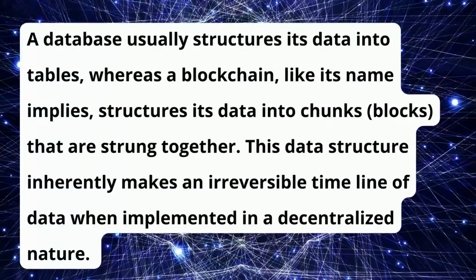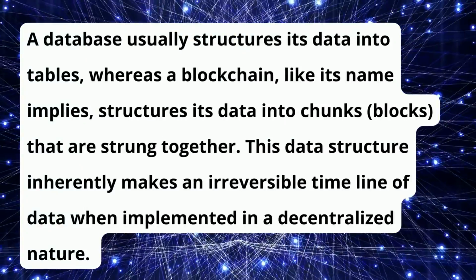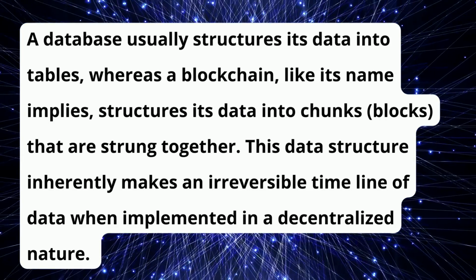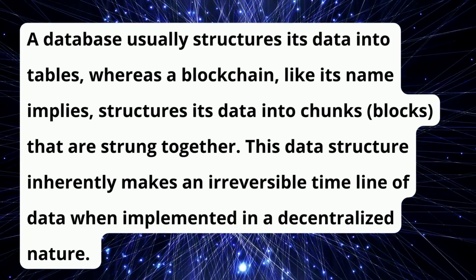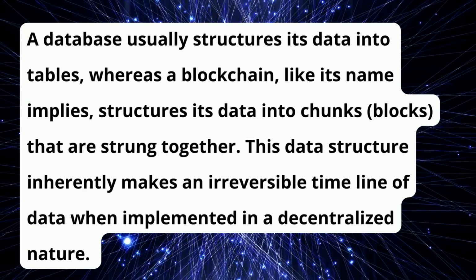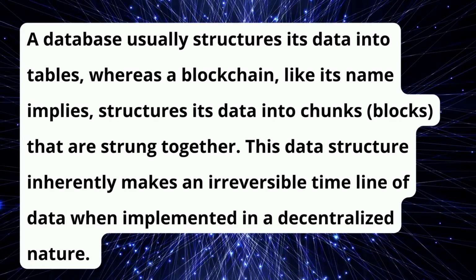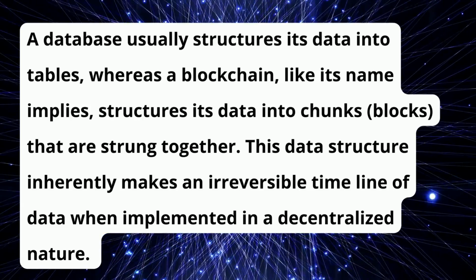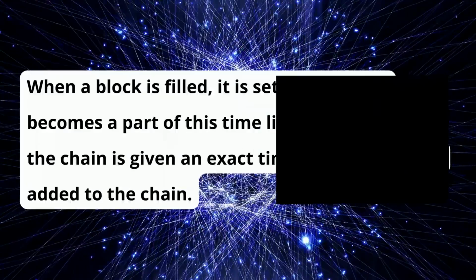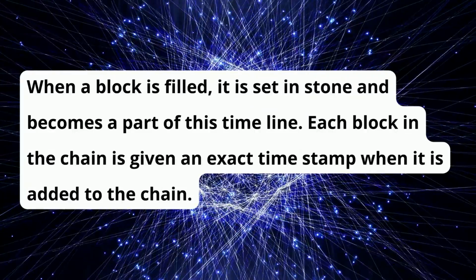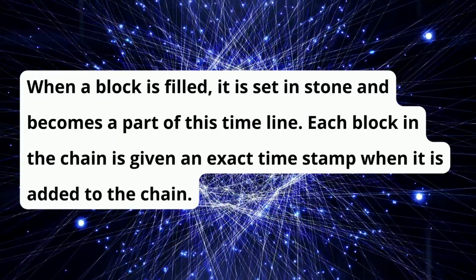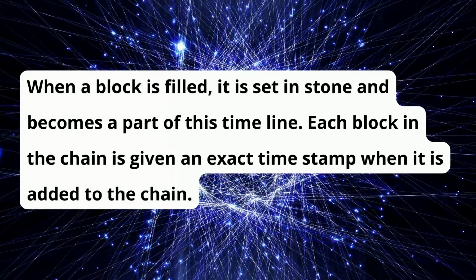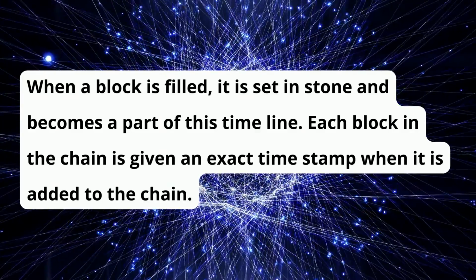A database usually structures its data into tables, whereas a blockchain, like its name implies, structures its data into chunks or blocks that are strung together. This data structure inherently makes it an irreversible timeline of data when implemented in a decentralized nature. When a block is filled, it is set in stone and becomes a part of this timeline. Each block in the chain is given an exact timestamp when it is added to the chain.